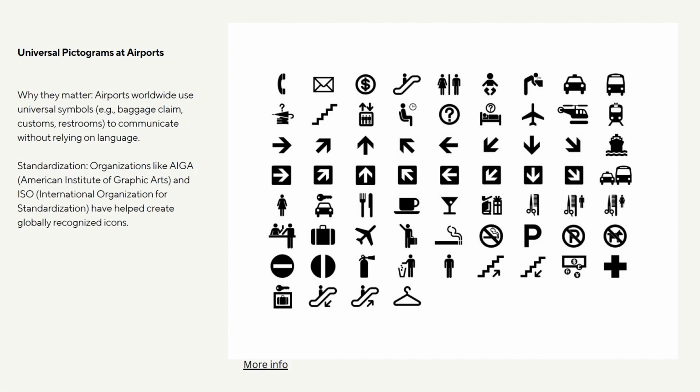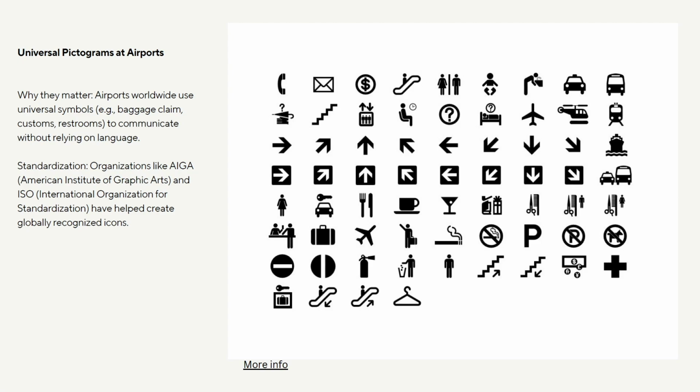Universal pictograms at airports. Why does this matter? Airports, again, are a hub of people coming in, potentially internationally, and then you have to go from point A to point B. If you don't speak the language, you need to know how to go, let's say you're looking for the phone, and then you have to go to the baggage claim. And you don't want to rely on language.